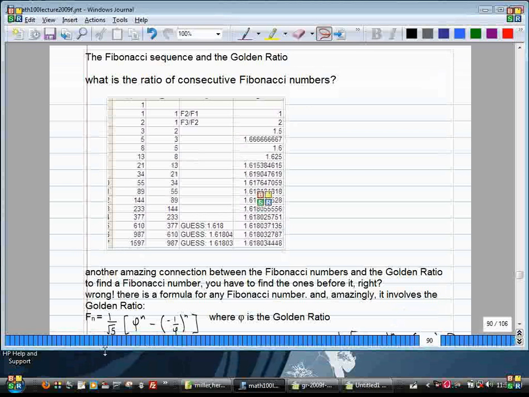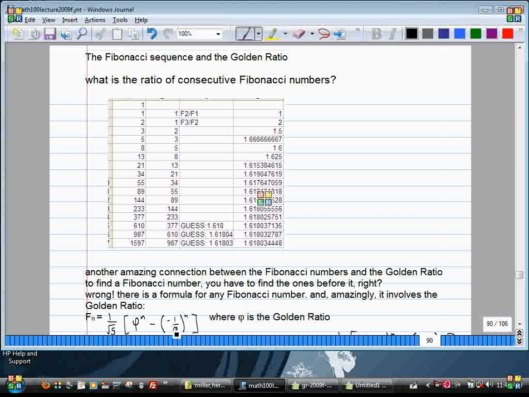By the way, I should add, this is fun extra credit material. I don't expect you to know this. If it's not clear, that's a phi, not a 4. That's a phi. Okay.